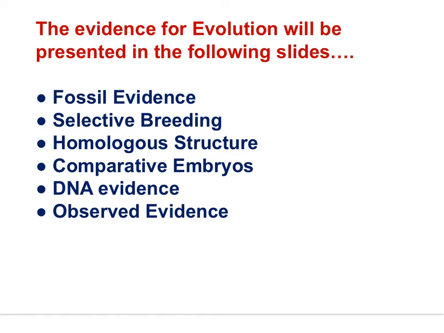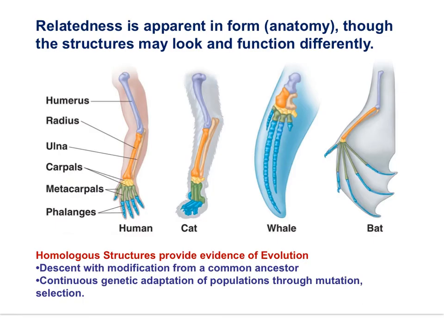So far, I've covered fossil evidence and selective breeding. Let's take a look at homologous structure. Homologous structures provide evidence of a common ancestor due to a common underlying structure.